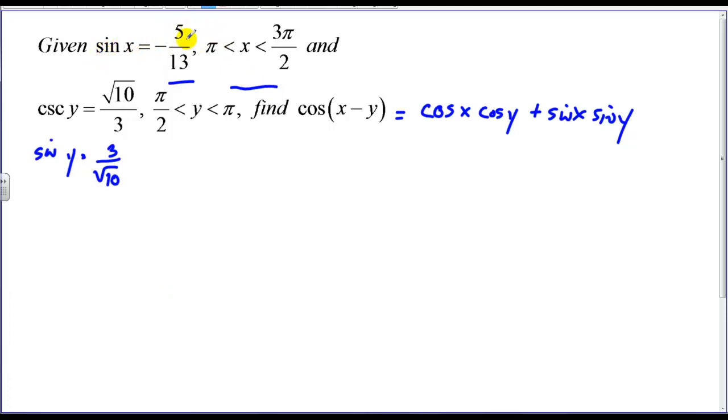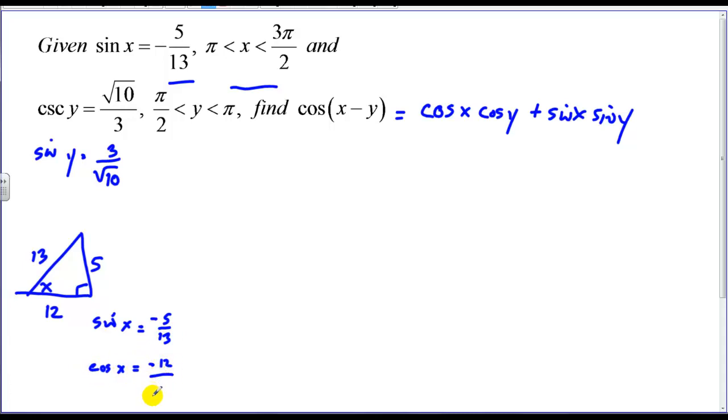We know that this is a triangle. Here's my angle x, and that's equal to 5 over 13. Since that's a perfect triple, we have 12 as our other value, so we know that sine of x equals negative 5/13, and the cosine of x is equal to negative 12/13, once again because it's in the third quadrant.